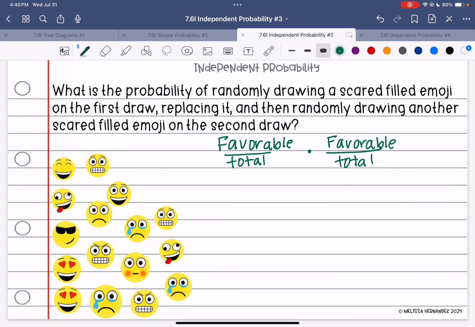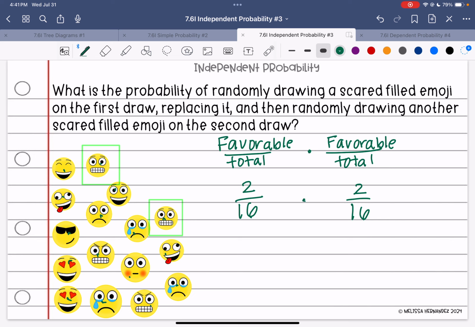So let's first figure out our total. 1, 2, 3, 4, 5, 6, 7, 8, 9, 10, 11, 12, 13, 14, 15, 16. Now, that means they're both going to be 16. And the reason is you take it out and you put it back in. Now, scared-faced emoji. Well, how many do we have of those? Well, this one is scared-faced, and then this one. So we have just two. We take it out, we put it back in, so we still have two. Now, you multiply straight across.